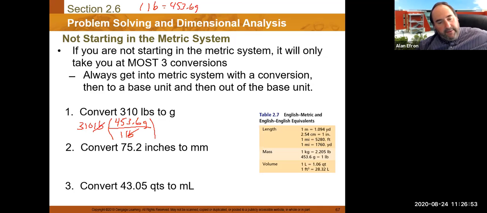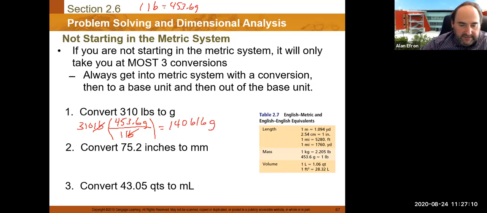Here we're going to multiply 310 times 453.6. Going to give us 140,616 grams. In terms of sig figs here, we're looking back at our original number here, which has 2 significant figures. So again, here 2 would take us to here. We could go 140,000 grams, no decimal. So none of those zeros are significant.